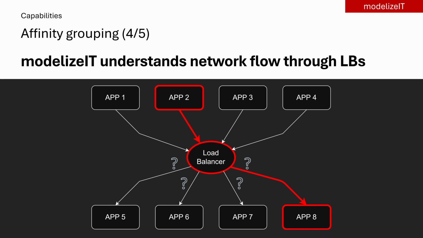Another important challenge is understanding network flow through load balancers. Once traffic enters a load balancer, it becomes difficult to tell which application is actually serving the request. modelizeIT accounts for this by ingesting and analyzing load balancer configuration dumps, allowing it to determine which backend systems actually receive traffic. It then traces those flows downstream, giving planners a more accurate view of dependencies and affinity groups.